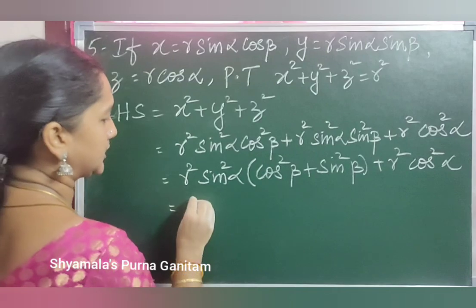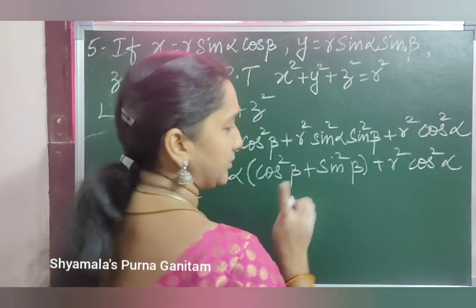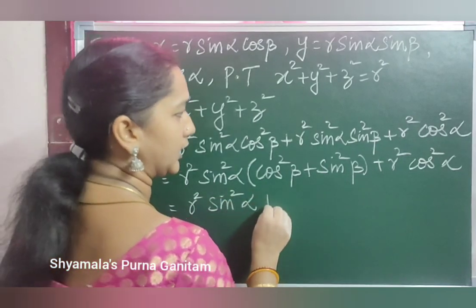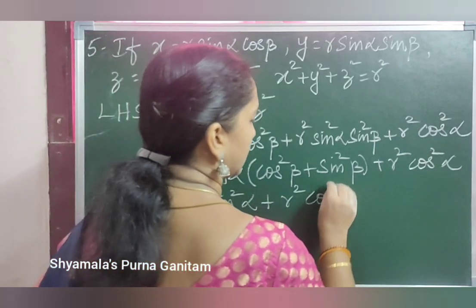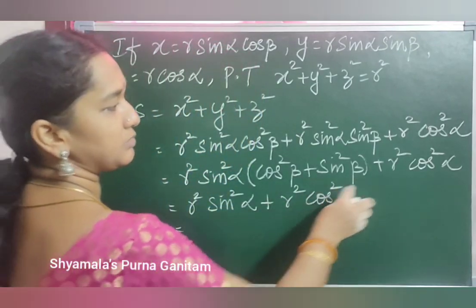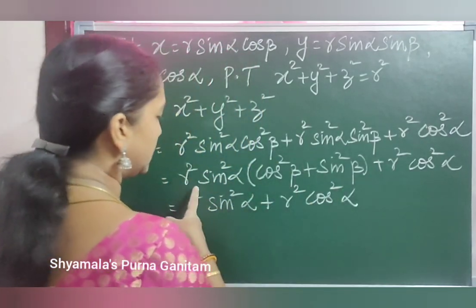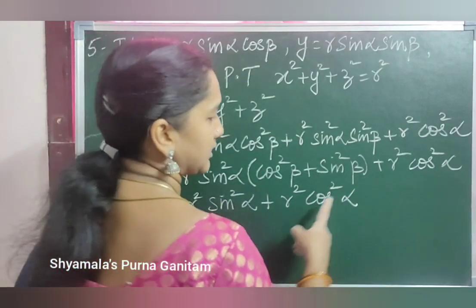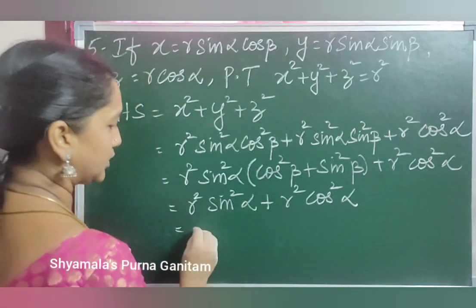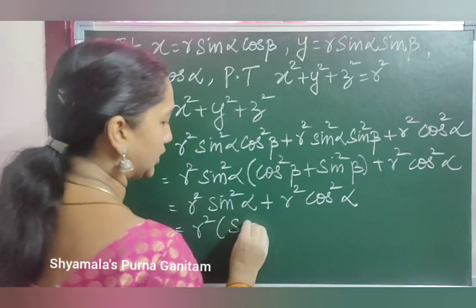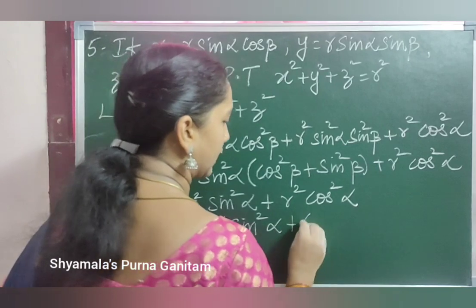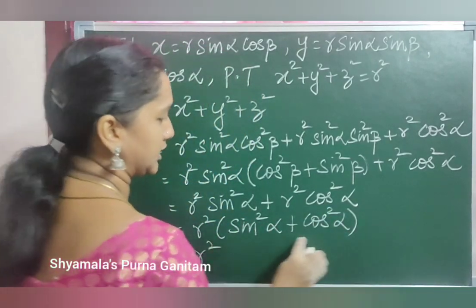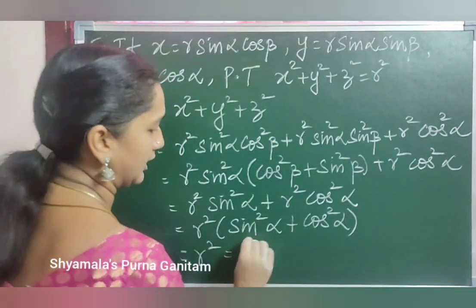Okay, so cos squared beta plus sin squared beta is 1. So r squared sin squared alpha plus r squared cos squared alpha, that is the balance we have. This value is 1, so you will get r squared sin squared alpha into 1 is r squared sin squared alpha plus r squared cos squared alpha. In this, if I take r squared common, the balance will be sin squared alpha plus cos squared alpha. So that is r squared. This value is 1. So this is my RHS.